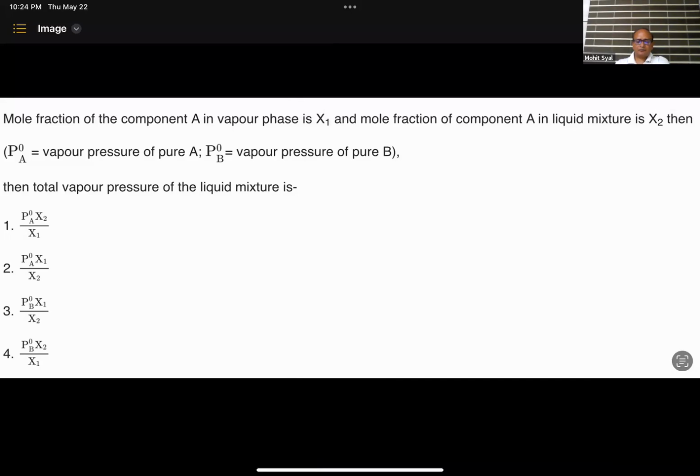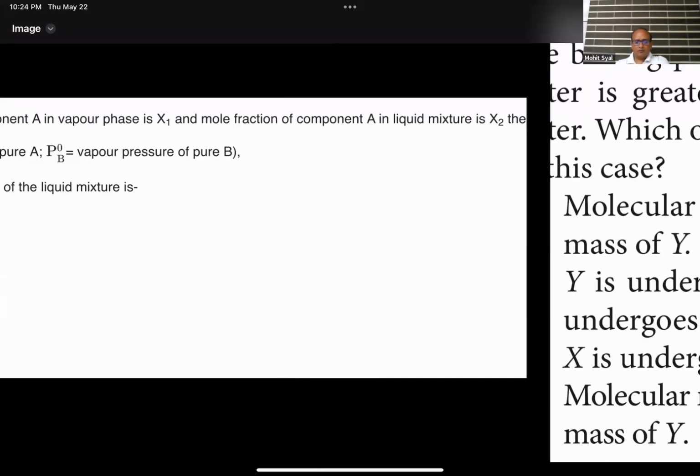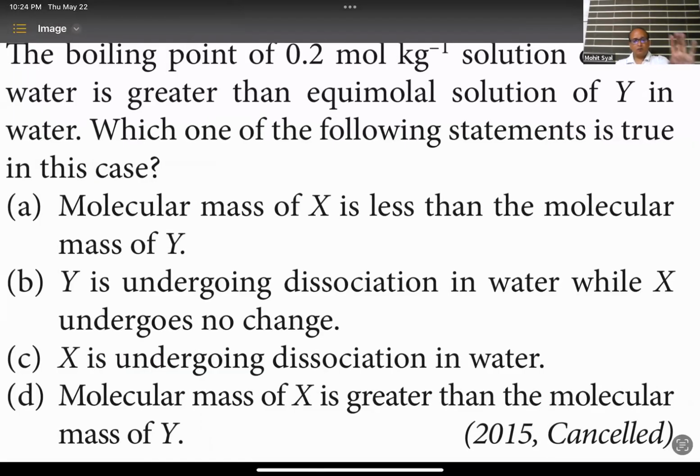So let's go to the next problem. This is also related to colligative properties. You just need to think and answer. If you can clearly think, you can answer it quickly, right?